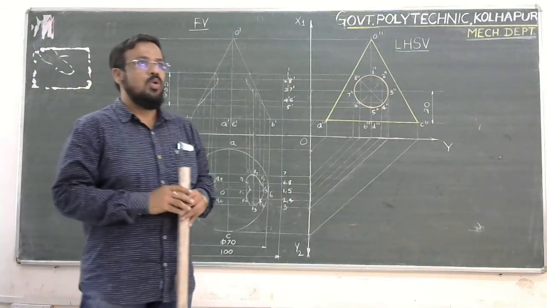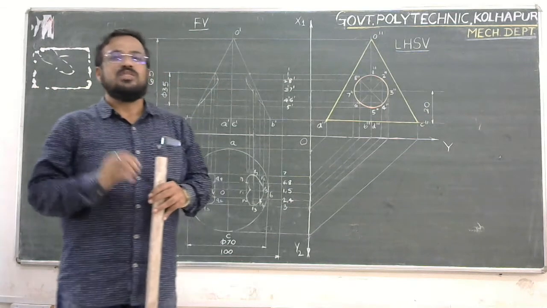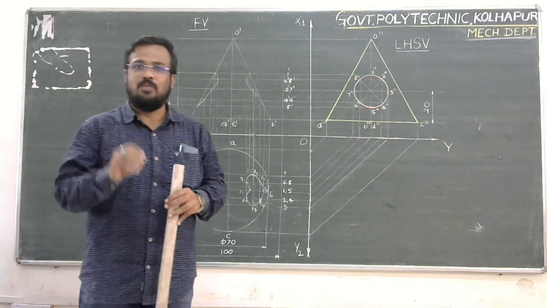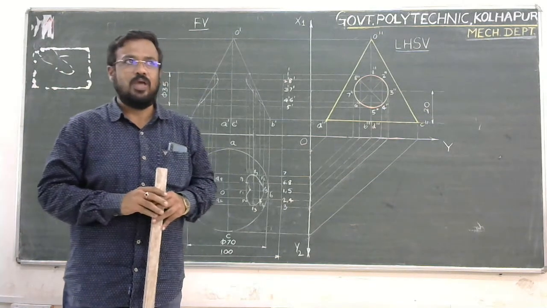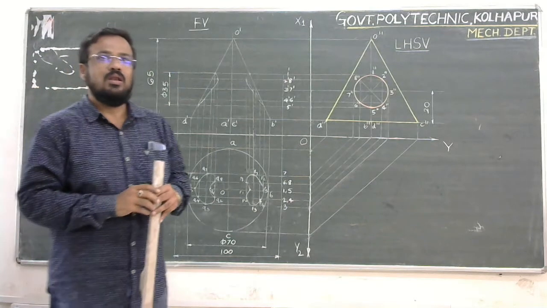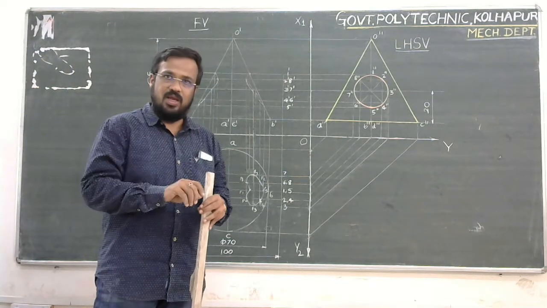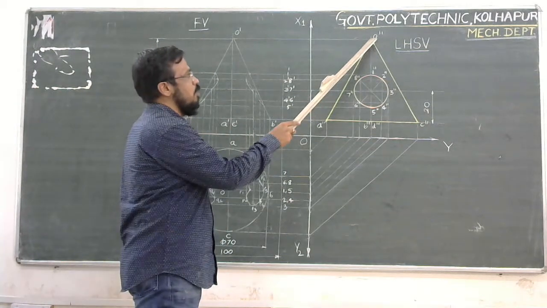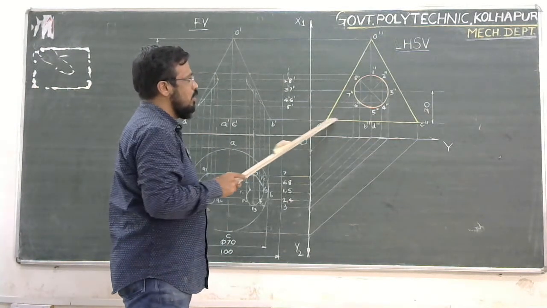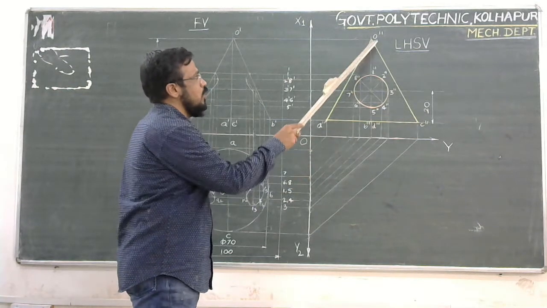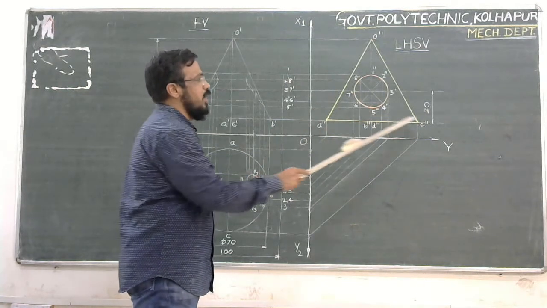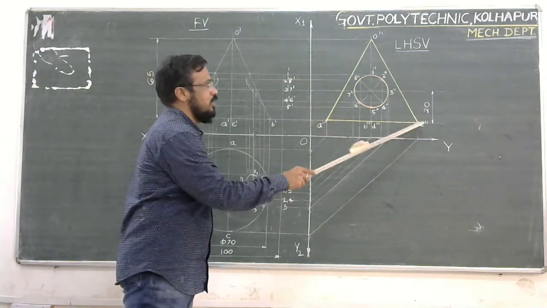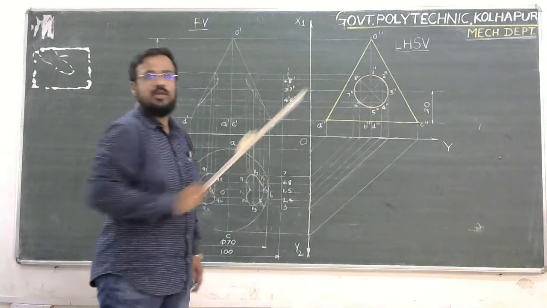If we assume that the cone is standing vertically, that means its axis is perpendicular to HP. With this position, in the side view you may observe the projection of this cone in the form of a triangle. So this is a cone which is standing vertically with its axis perpendicular.